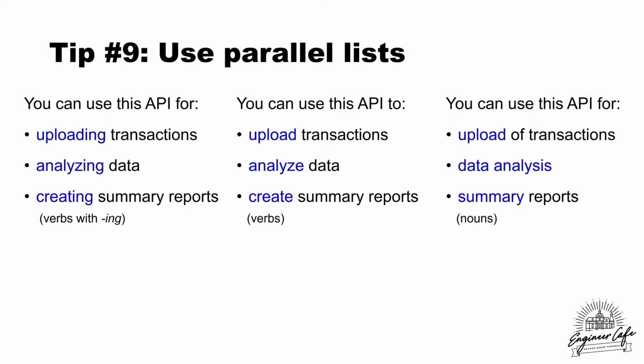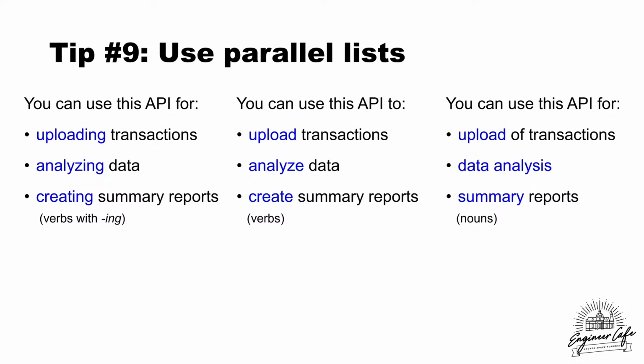There's a few different ways of writing this, and I'm not sure if one of them is really better. But if we go back to the example, I picked out 3 possibilities. You can use this API on the left, you can use this API for uploading transactions, analyzing data, creating summary reports. So I just wrote these are verbs with ing. We could say they're gerund forms, but then again, it's not really useful to use a grammar word. So then the middle example, they're all verbs, just plain verb. And on the right, they're all nouns. Looking at these, I don't think any one type is better or worse really, but it looks a little bit more coherent, I think, when they're the same.